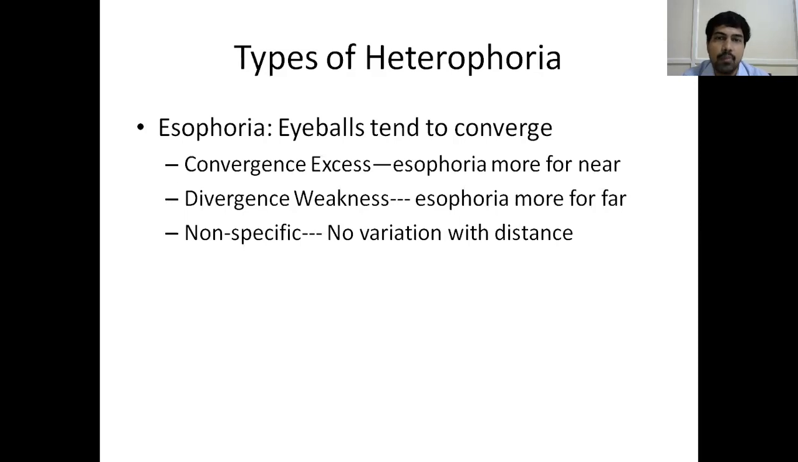So esophoria, eyeballs tend to converge. It can be convergence excess, overaction of the medial rectus muscle. It is more prominent while doing near work, because while doing near work, both eyeballs converge and the medial rectus is acting more. And the other type is divergence weakness.